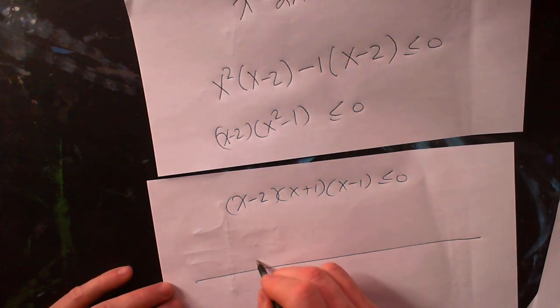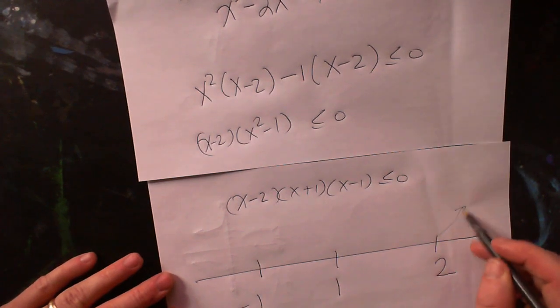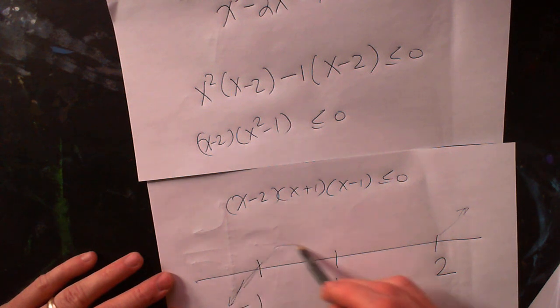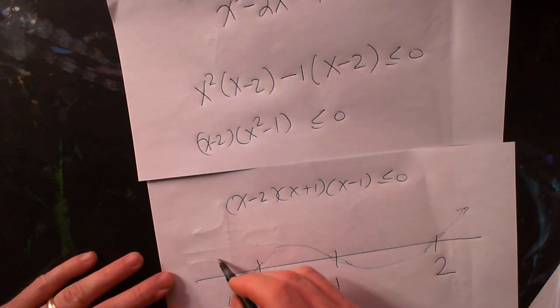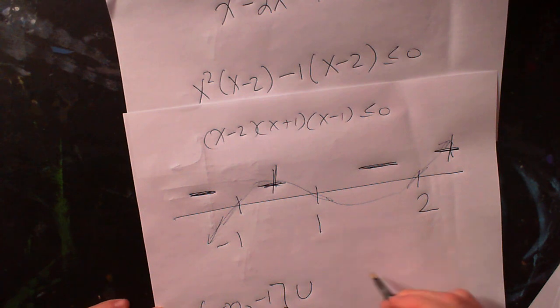We make our number line. We put negative 1, 1, and 2. This is an odd function with a positive coefficient, so we know that it should go up over here, down over there. Everything is a degree 1, so we're breaking, we're breaking, we're breaking. So we are negative, positive, negative, positive. Less than or equal to 0, from negative infinity up to negative 1, unioned with 1 to 2.